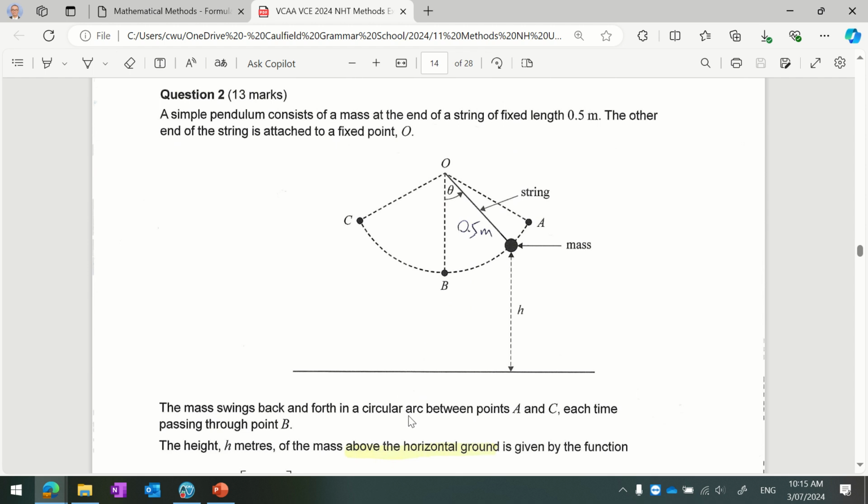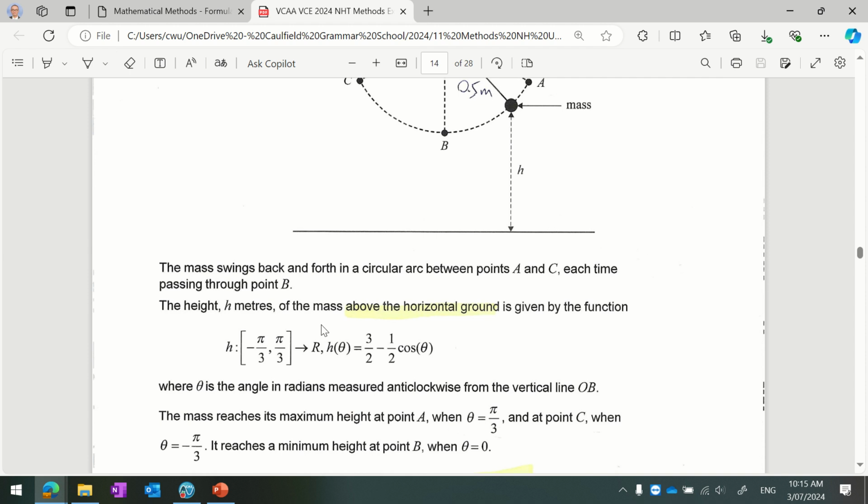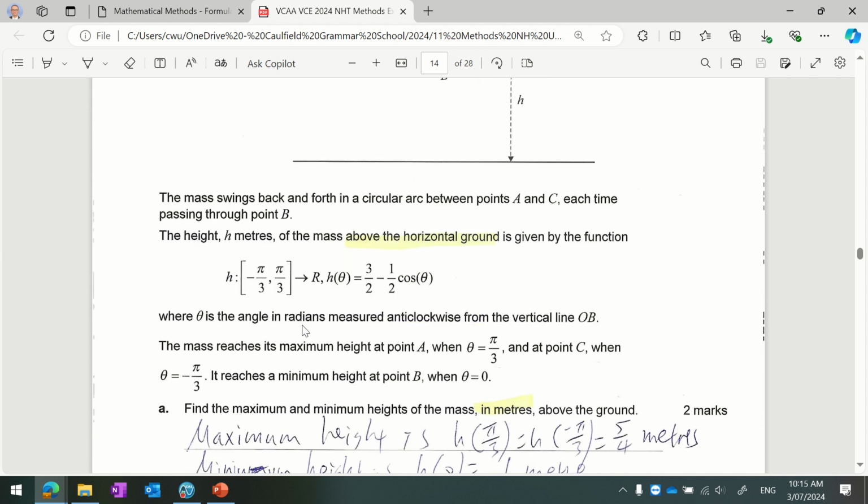And the maximum extent that the pendulum swings, it swings to A and then it swings to C. It doesn't go beyond A or C each time passing through point B. And then we have the height h of the mass above horizontal ground. It's given by a trigonometric function. The input is angle, it's theta. There's a domain for theta. And then h is the height. Theta is in radians, and it is measured anti-clockwise from the vertical line OB.